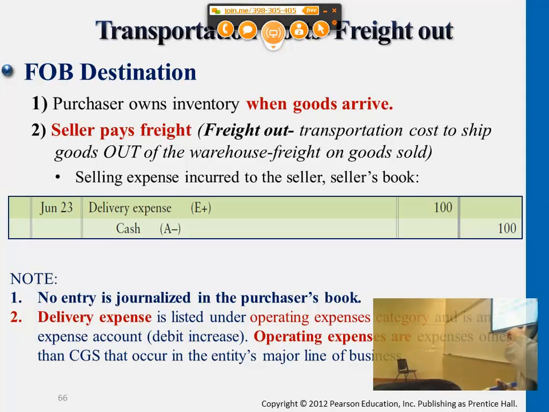So in this case, with FOB destination, your customer will not be journalizing anything. They don't have anything related to freight charges in their books. But in your books, you have delivery expense increased, reducing cash if you're paying cash immediately to the transportation company. And we'll go over a few other operating expenses. This term is also new for this chapter. We'll be separating expenses into two different categories, and delivery expense is part of operating expense.